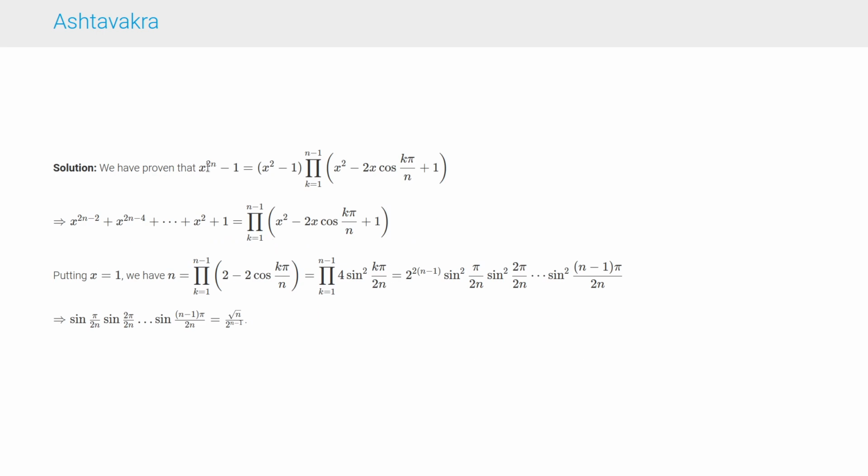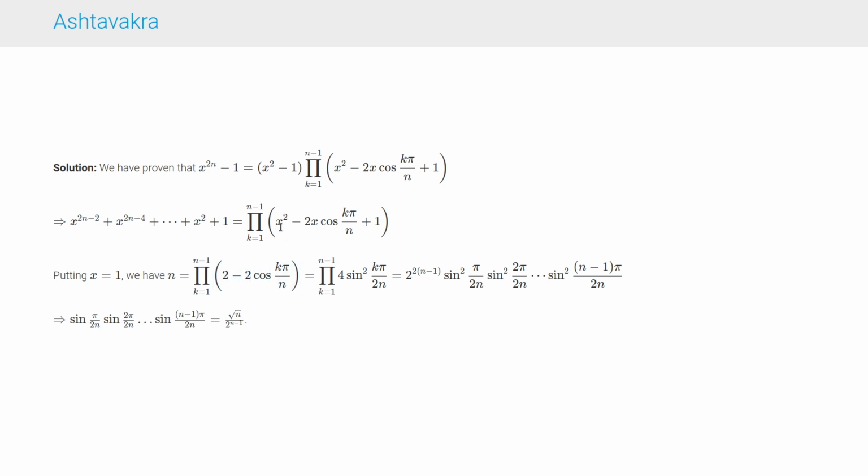So we have proven that x to the power 2n minus 1 is equal to x square minus 1 product from k is equal to 1 to n minus 1 x square minus 2x cos k pi by n plus 1. So we can say that x to the power 2n minus 2 plus x to the power 2n minus 4 and so on up to x square plus 1 is equal to the same value on the right hand side. Just that we divided x to the power 2n minus 1 with x square minus 1. Now we put x is equal to 1. So left hand side will become n, and n will be equal to this sum.